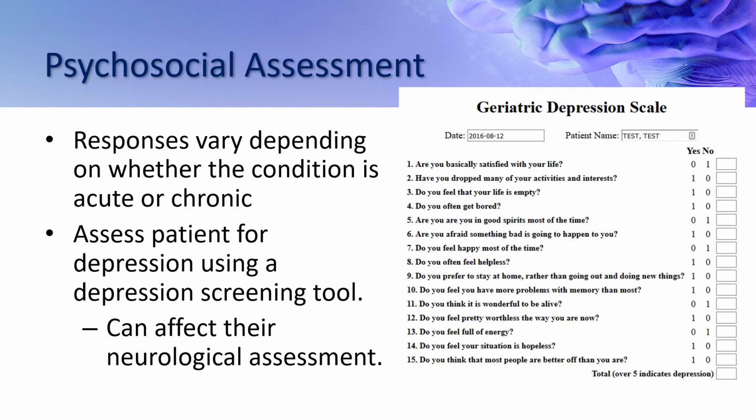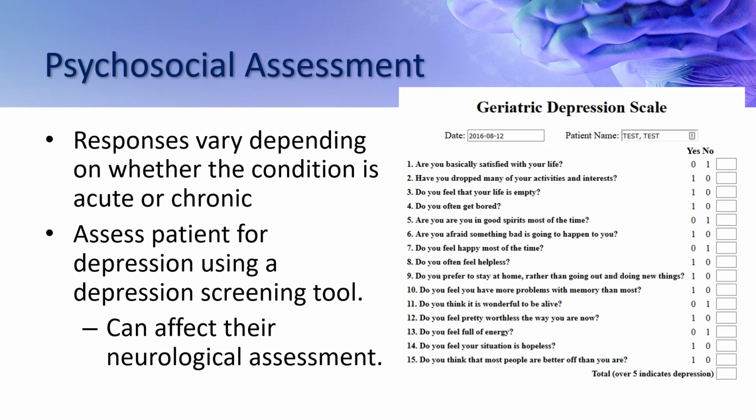All right, now we're going to do our psychosocial assessment. The responses to this are going to vary depending on whether the condition is acute or chronic. For example, did they have a CVA and they're dealing with a loss of independence? They're dealing with a giant change in their lifestyle. Or are they here for a back surgery that they're hoping will resolve the problem, and you're doing some training on this problem? You want to assess your patients for any psychological problems.